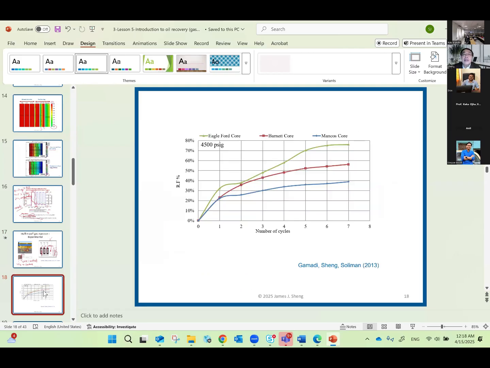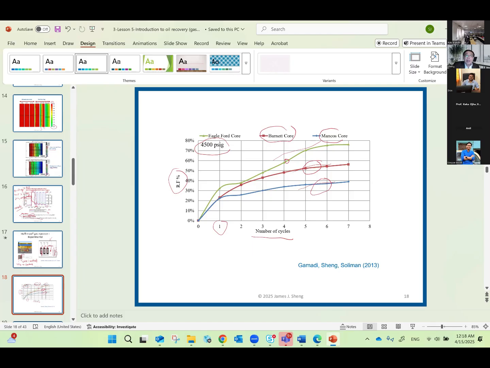Now let's look at this experiment data. Here is oil recovery. This is the number of cycles. This is first cycle, first huff and puff, and the injection pressure is 4,500 psi. These different curves are for different cores. This one is Eagleford, and this one is Barnett. This is Michaels.